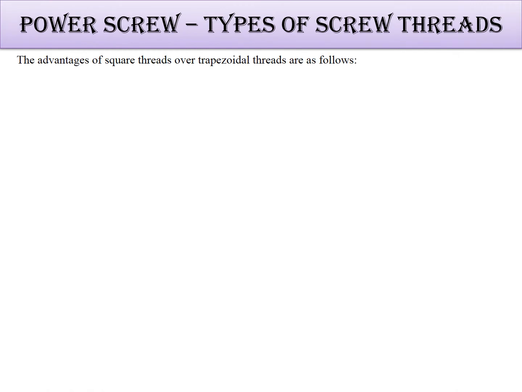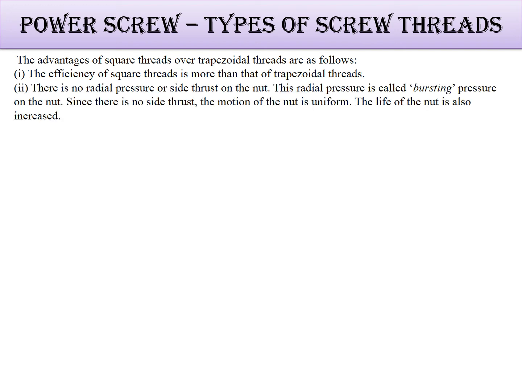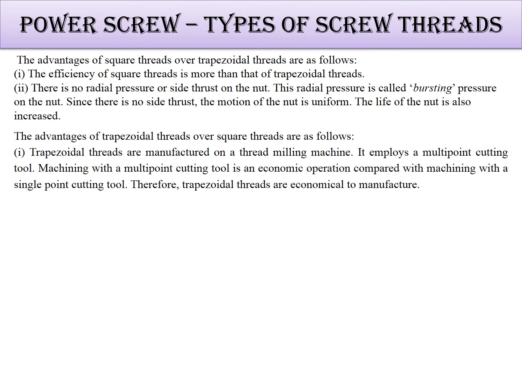Now the advantages of square threads over the trapezoidal threads are what? The efficiency of square thread is more than that of trapezoidal. It doesn't provide any radial pressure or side thrust on the nuts. That is the bursting pressure which we called. And the advantages of trapezoidal threads over the square thread. Let's see that trapezoidal threads are easy to manufacture. They can be manufactured on a thread milling machine with the help of multi-point cutting tools also. So it is economical also.